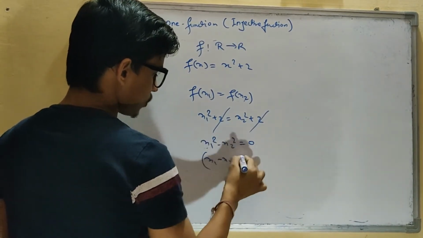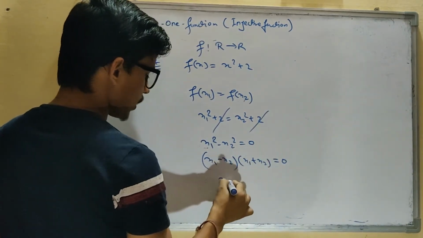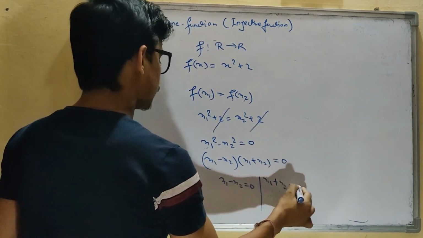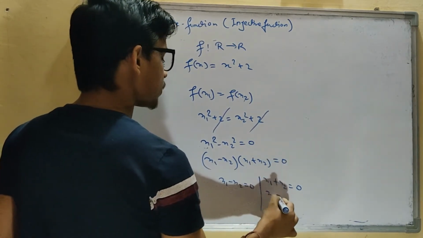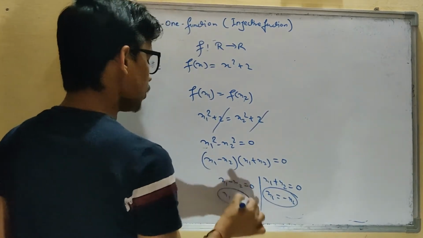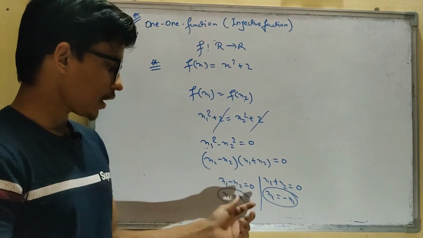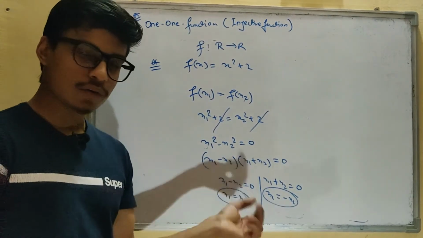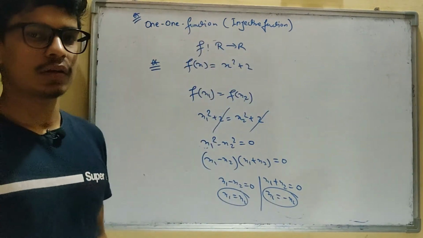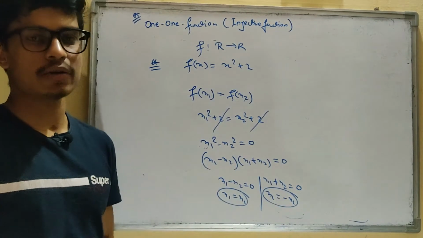So this will cancel out, and x1 square minus x2 square equals 0. (x1 minus x2)(x1 plus x2) is equals to 0. So x1 minus x2 is 0, or x1 plus x2 is equals to 0. So x1 is equals to minus x2 here, and here it is equals to x2. So now what you can see, here are two values, right? x1 can have two values for which f(x1) is equals to f(x2). So this is exactly not one-one function.